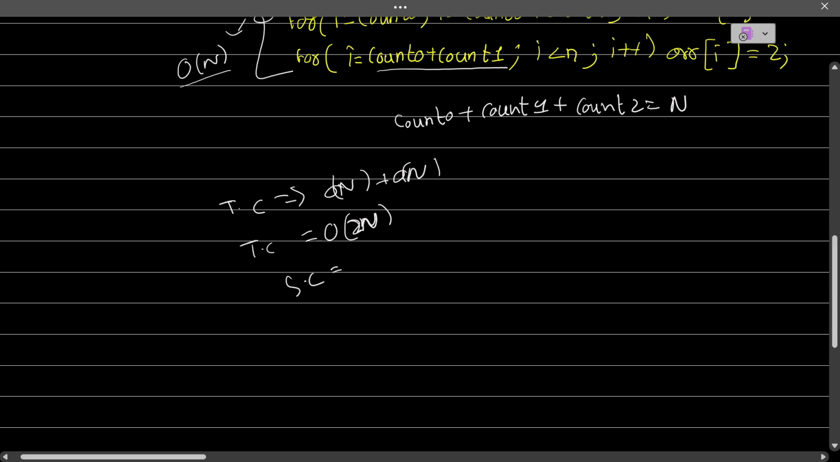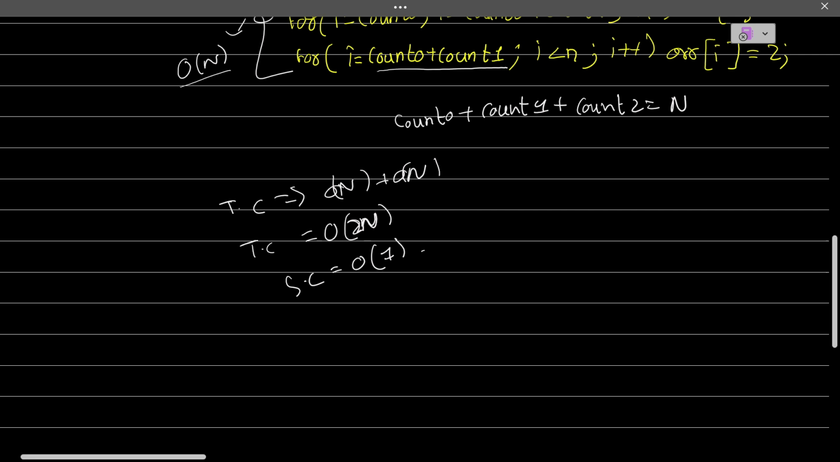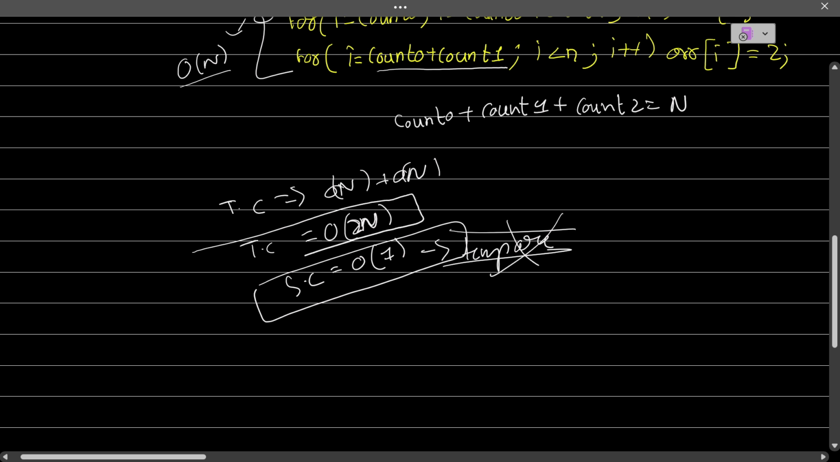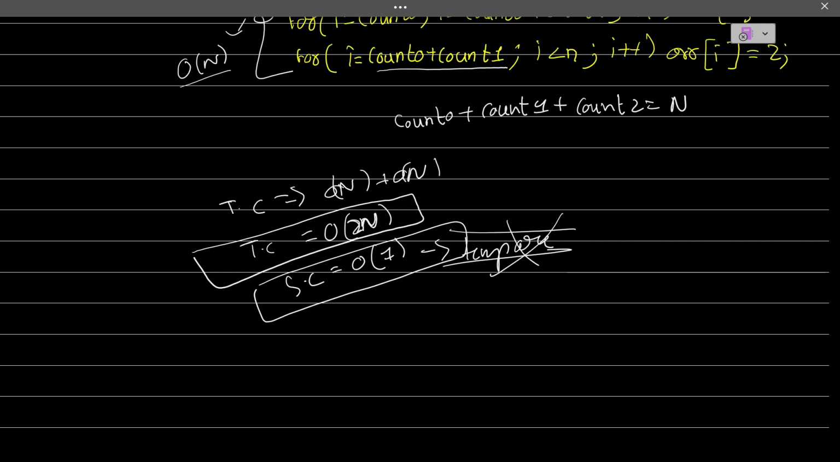And space complexity will be big O of 1 because we are not using any kind of extra space, or any kind of temporary array, right? So the time complexity will be big O of 2n, and the space complexity will be big O of 1. So this is the better solution to sort an array of all zeros and ones and twos, right? Okay.